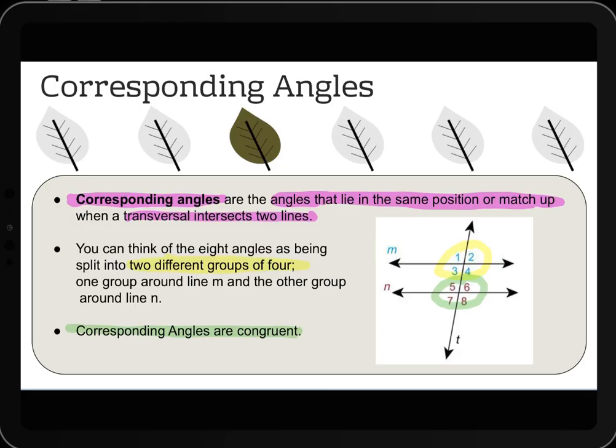The relationship that I want you to remember is that we are stating that M is parallel to N. So if M is parallel to N in this particular case, then we can say that the corresponding angles are congruent to each other. So let's take a look at what those angle pairs are going to be.